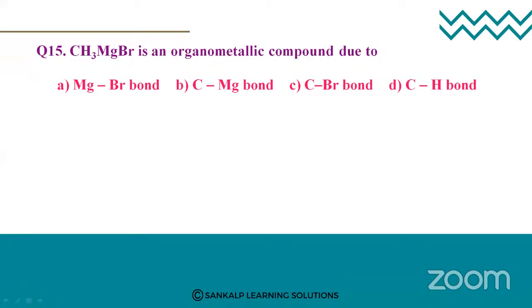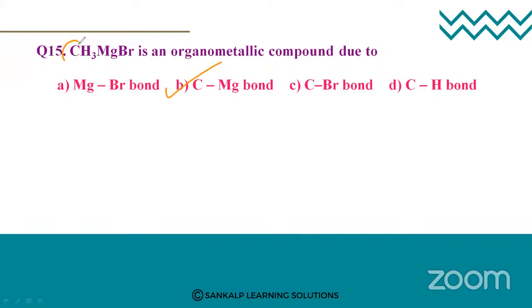Aishwarya has answered it as C. What about others? CH3-MgBr, just now I discussed, is called an organometallic compound because organic carbon compounds are called organic compounds, and then you have a metal in that. So it is called an organometallic compound. Because of what type of bond which is present? Because of carbon and metal, the carbon and Mg bond. So the answer is B.